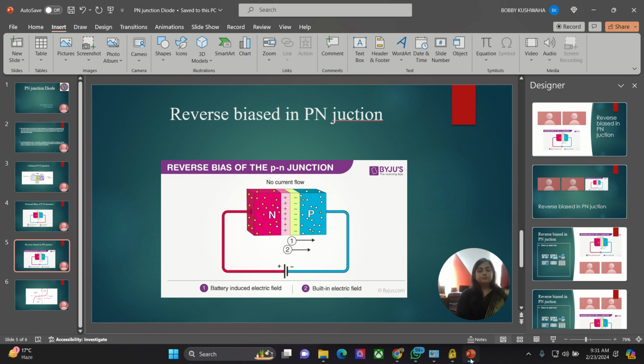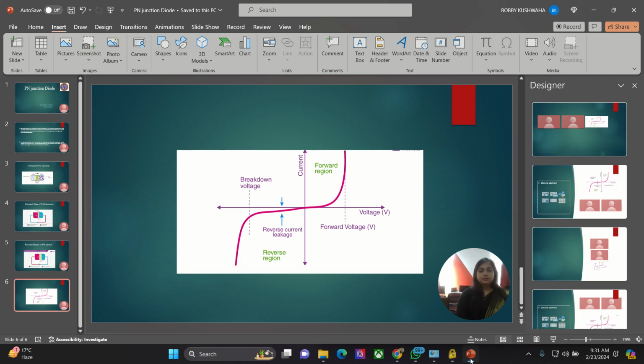As a consequence, majority charge carriers do not contribute to the current in the circuit, but the minority electrons from the P side and the minority holes from the N side move towards the junction and a small current flows across the junction. Now, this is the VI characteristics of the PN junction diode.